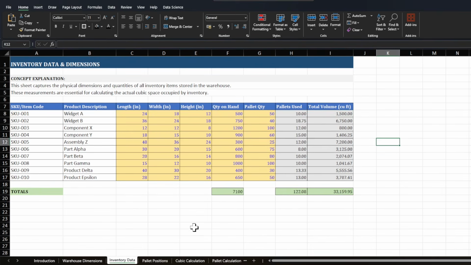So we need to do this calculation for all of the SKUs, and that is why we are going to get how much total quantity on hand we are going to store in our warehouse. Then how much pallets will be required in order to accommodate this on-hand quantity, and this inventory can be converted into the total volume of 33,159 cubic feet. Now let's move to the other tab, which is pallet position.